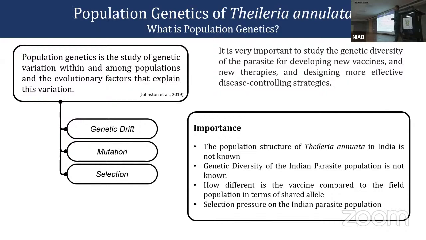Now why is it important to study population genetics? Because it will help us to understand the population structure, whether there is any kind of selection, and whether we can implement some control measure which can control the diversity of the parasite. In the case of Theileria annulata, the population structure in India is not known, and even the genetic diversity has not been studied at a pan-India level, and how the vaccine differs from the actual field population is also not known. And is there any selection pressure on the Indian parasite population? We can understand all those things through population genetics.